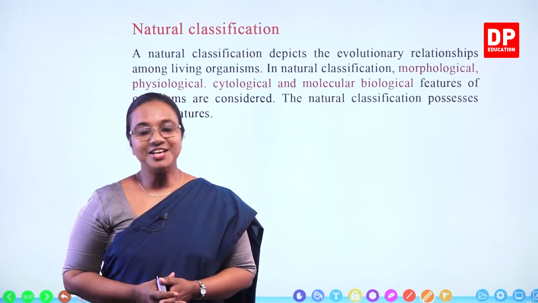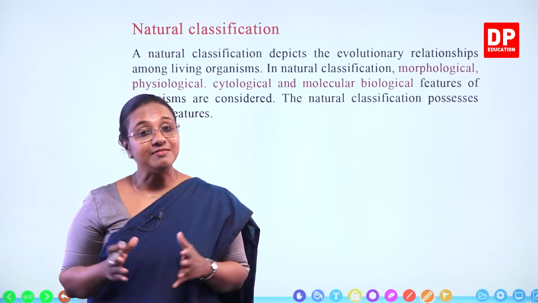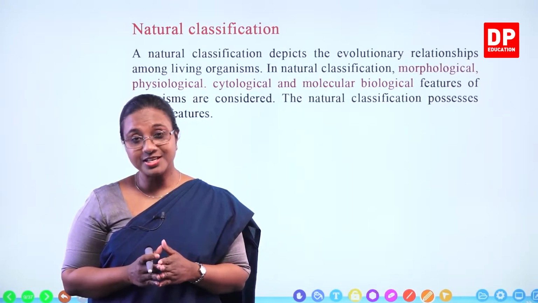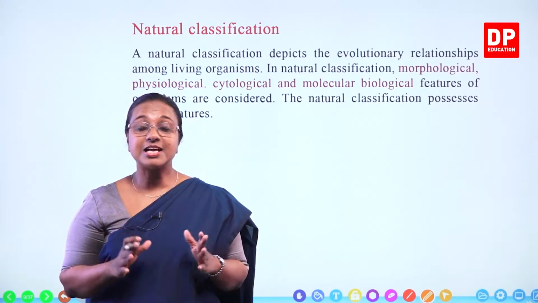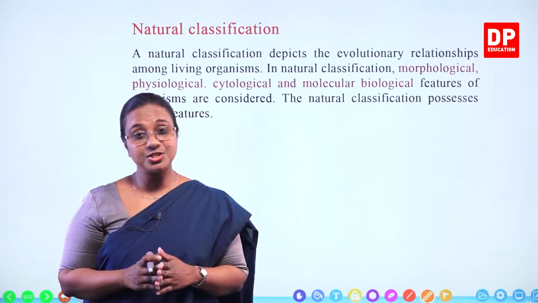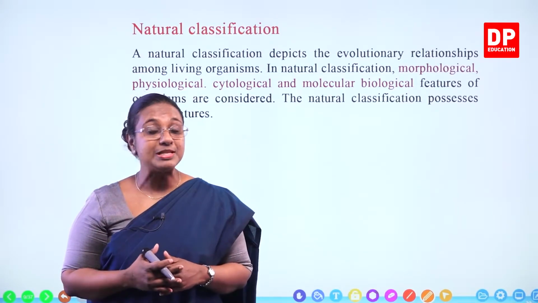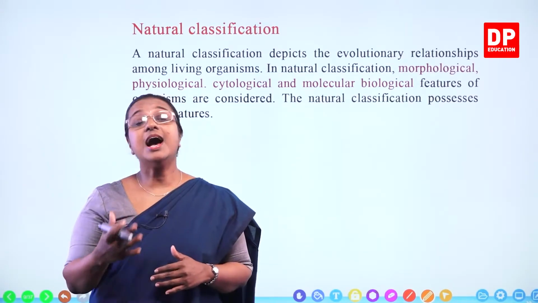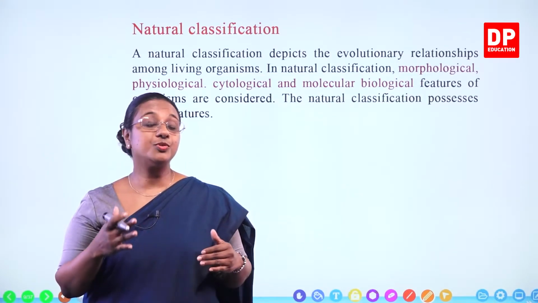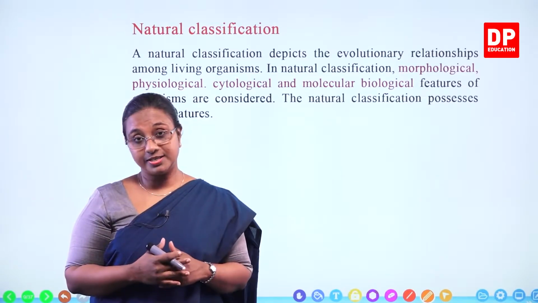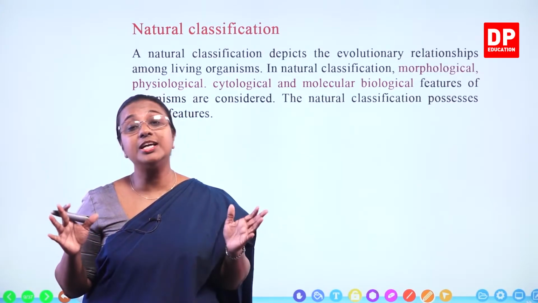Hello my dear students. So in the first chapter, we discussed what classification is, and then we looked at the two main types of classification, artificial classification and natural classification. So there I discussed the nature of artificial classification. We looked at examples and I'm sure you all were able to understand the drawbacks in artificial classification. Because there we consider only one criteria. So the relationship among organisms, especially the evolutionary relationships among organisms is not considered.